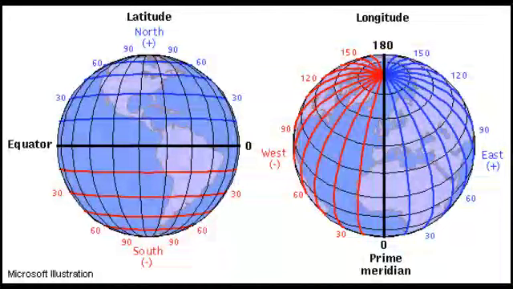These values are expressed using symbols. For degree, this symbol is there. For minutes, this symbol is there. And for seconds, this symbol is there.